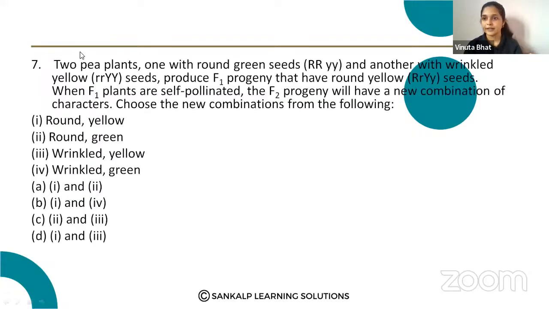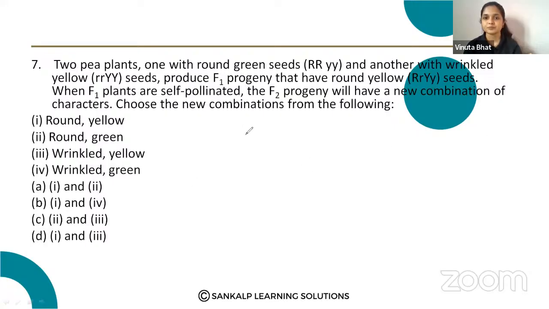Next question. Read the question carefully. Two pea plants, one with round green seeds, another with wrinkled yellow seeds, produce F1 progeny that have round yellow seeds. F1 seeds have the round yellow character. When F1 plants were self-pollinated, F2 progeny will have new combinations of the characters. So for this, you should know Mendel's dihybrid cross, right? Two characters were hybridized here, two characters of the plants.